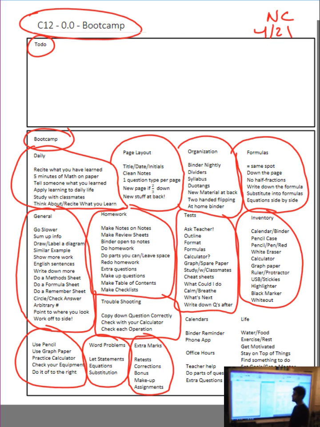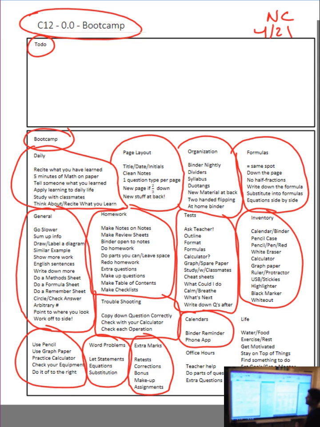Bonus. Ask them if there's anything you can do for bonus. Whatever it is. Make a review sheet. Make a project. See if there's any bonus marks. Any re-handing in assignments or redoing tests. Any makeup, etc.